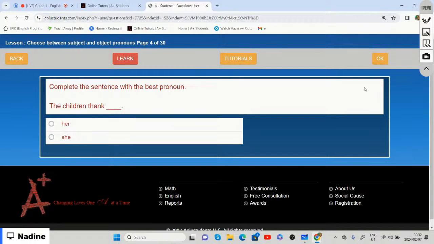So we need to complete it with the right pronoun. It says the children thank, do we say thank her or thank she? The children thank her or thank she? And we can say the children thank her, right?